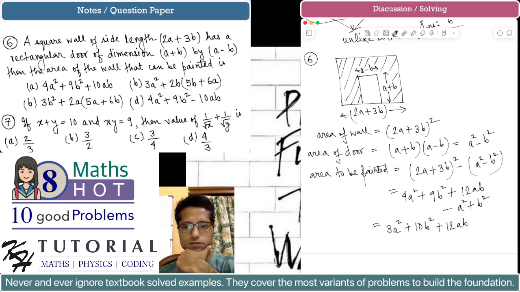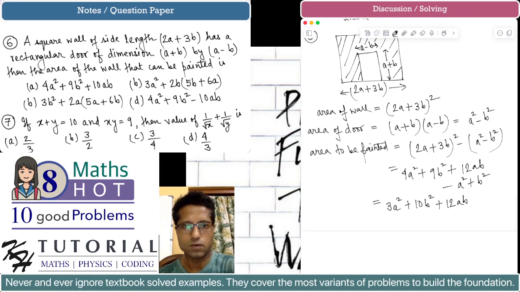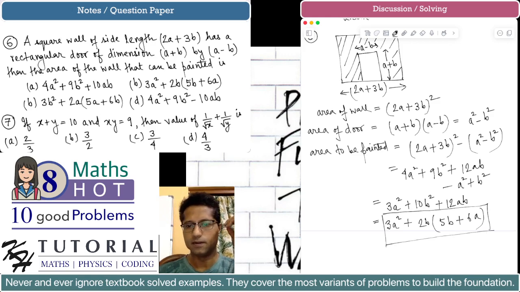We are not having this expression in the choices. 3a square is in choice B, twice b. Oh, so the choice is given in a little different way. So from 10b square plus 12ab, you can take 2b common. If you take 2b common, we are left with 5b plus 6a. So this is the area that can be painted, and hence the correct choice is B. B is the correct choice.